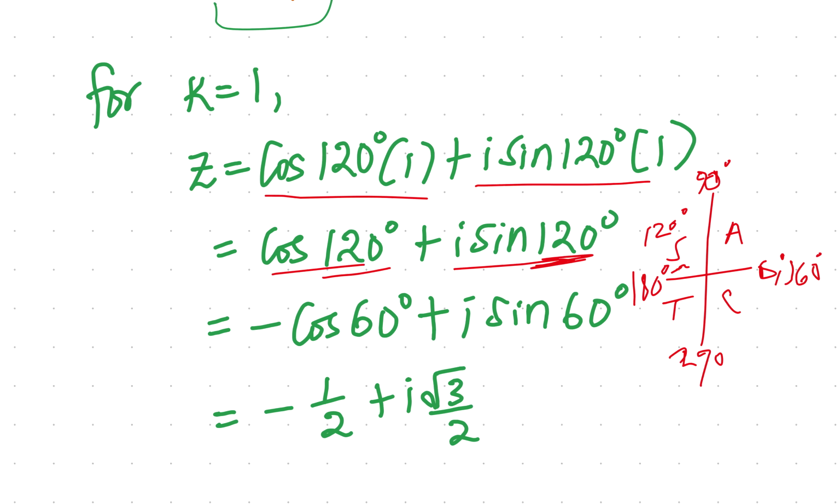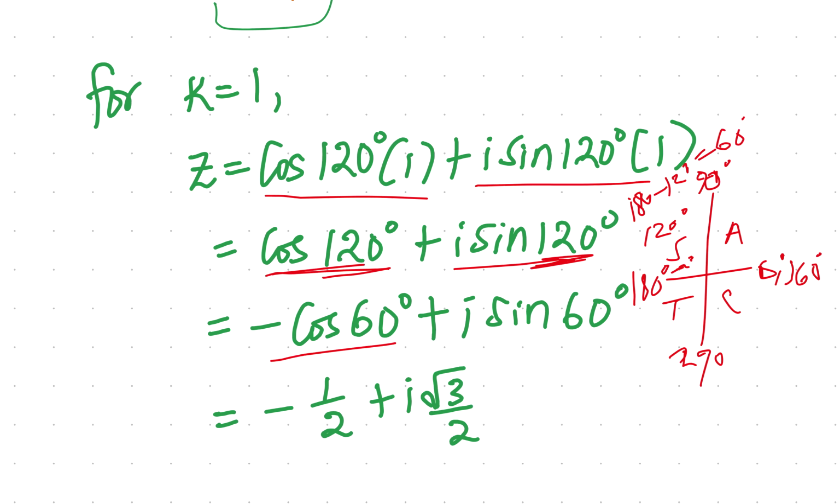So the way to do that is just to say 180 degrees minus 120, and that is 60 degrees. So then cos 120 degrees, since cos is negative in the second quadrant, you have minus, then it's equivalent to cos 60 degrees. And sine is positive in the second quadrant, so you say plus i sine 60 degrees, which is equivalent to sine 120.